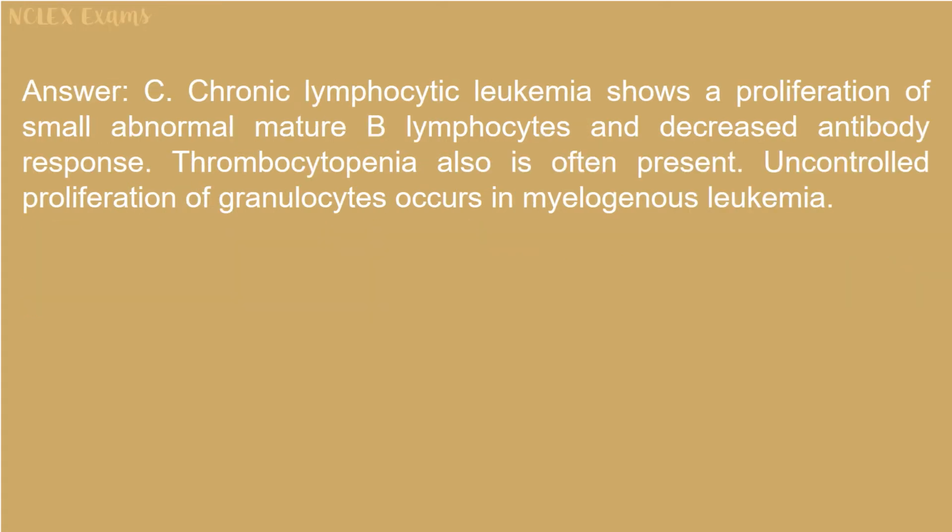Answer C. Chronic lymphocytic leukemia shows a proliferation of small abnormal mature B lymphocytes and decreased antibody response. Thrombocytopenia also is often present. Uncontrolled proliferation of granulocytes occurs in myelogenous leukemia.